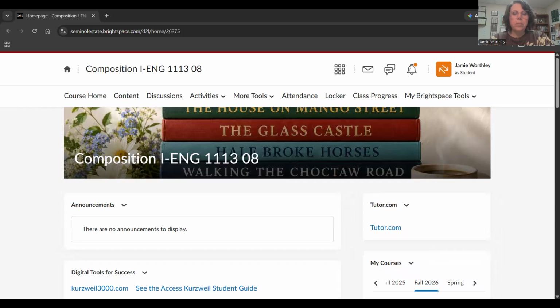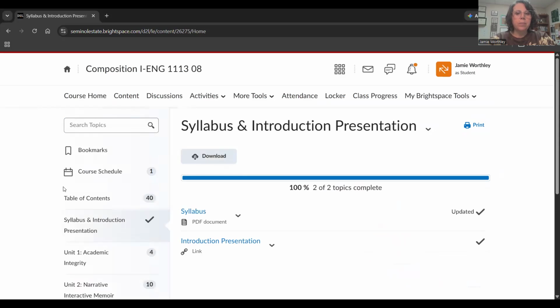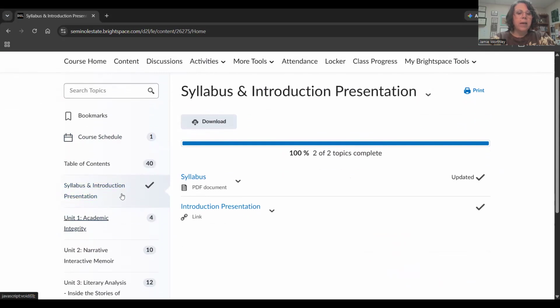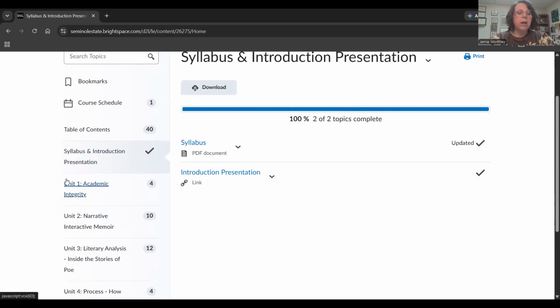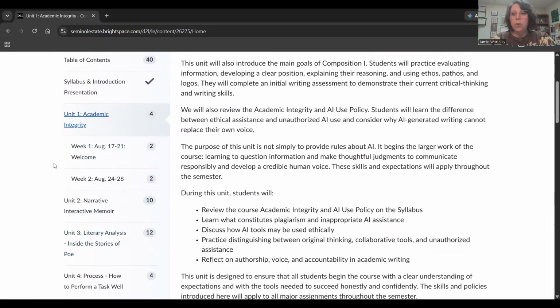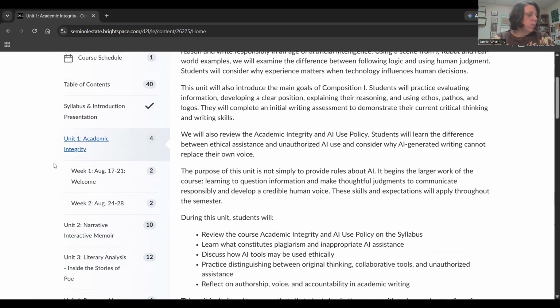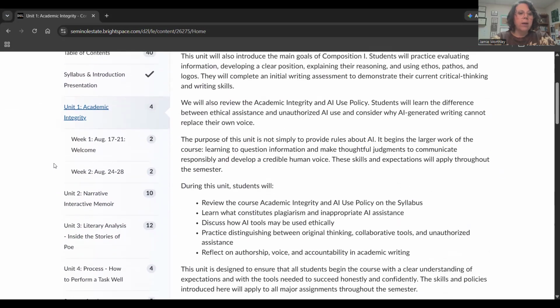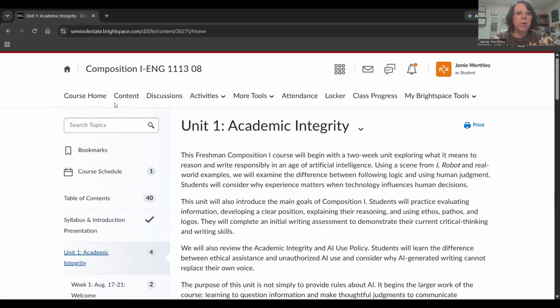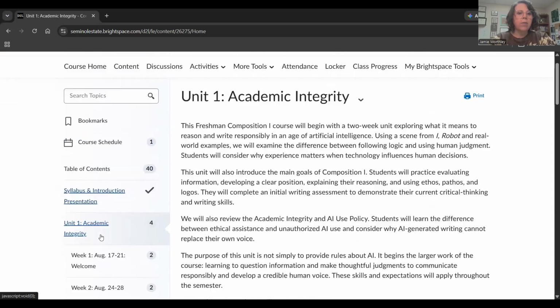Brightspace. All right, so here's our Brightspace. If you go to fall 2026, here's our Brightspace class. I'm going to click on content. And all that you need is right here in content. So here's your syllabus and the introduction presentation. Here's our unit 1. Everything is broken down week by week. So as long as you know the date, then you'll know what we're doing, right? So week 1, week 2, really all you're going to need is content, and that's where to find all this.